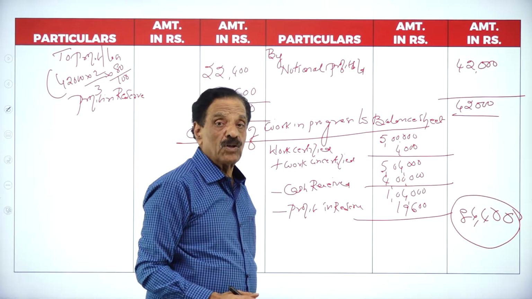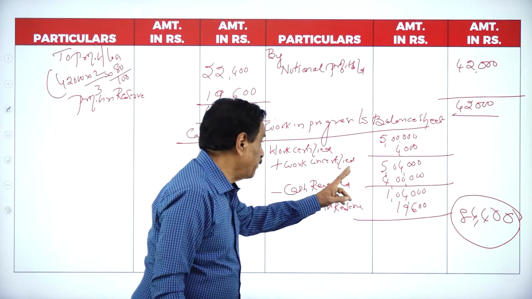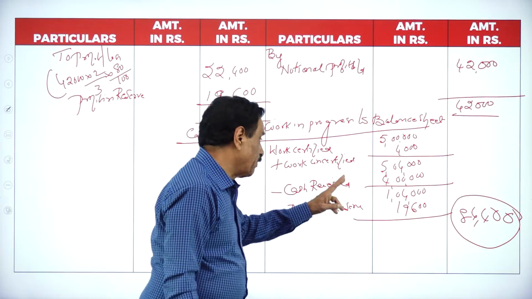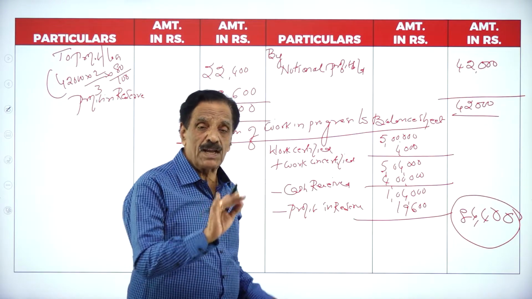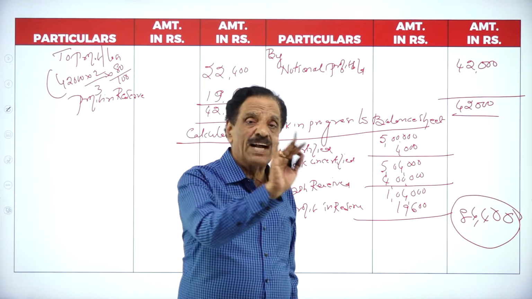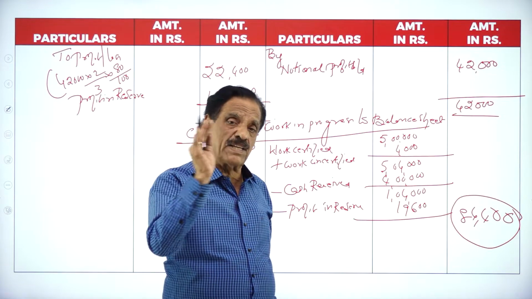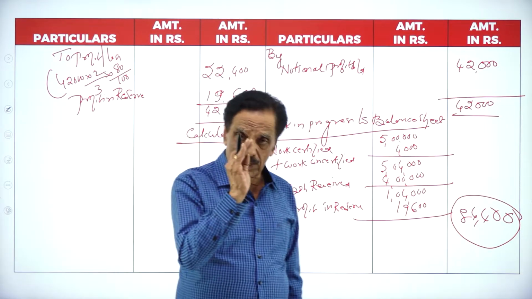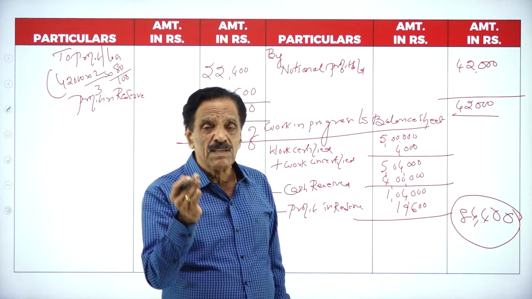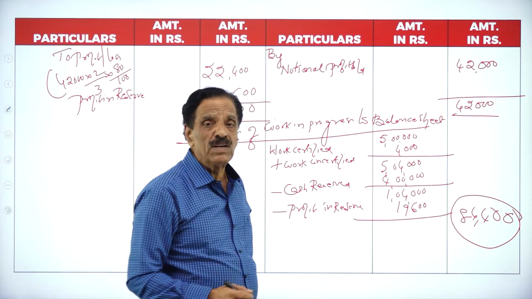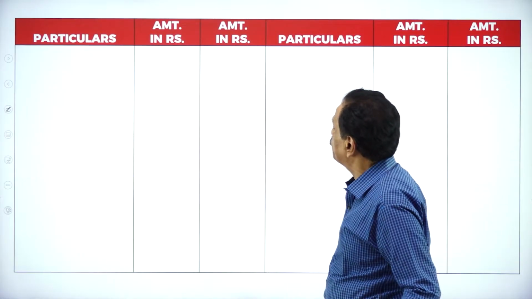Work in progress, how much you have to show? 84,400. What's your formula? Work certified, add work uncertified, minus cash received, minus profit in reserve. How much will work out? 84,400. We'll go to balance sheet now.